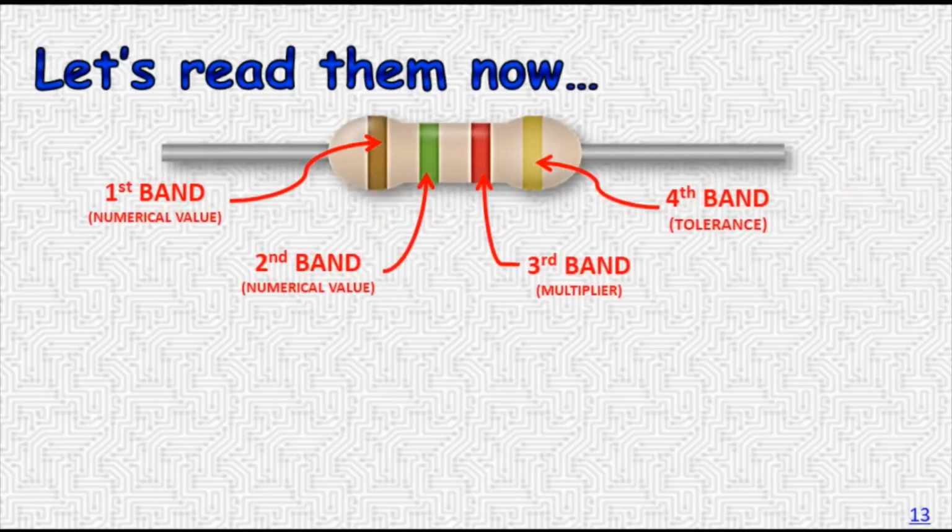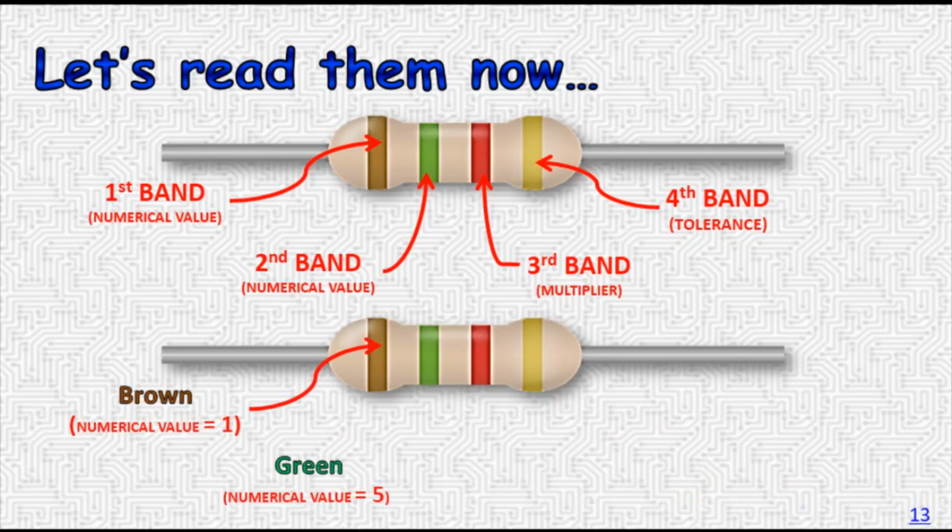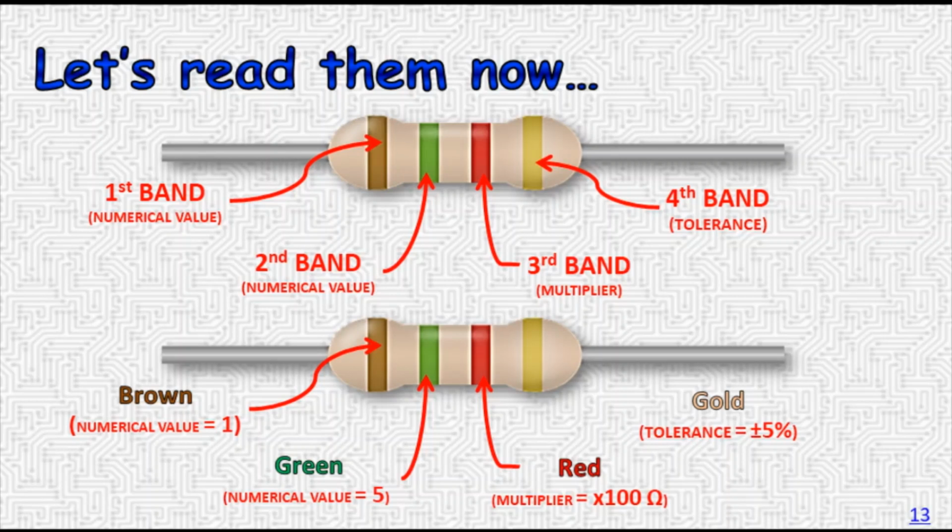Okay, let's read them now. Subukan natin basahin ito. First band, ito na yung kanina, di ba? Yung brown, green, red, and gold. Okay. Tama ba ang ating pagbasa? First band is brown, numerical value is 1. Okay. Second band is green, numerical value is 5. The third band is red, the numerical value is times 100 ohms. Tama nga. Okay. And the fourth one is gold, or the tolerance value of positive, negative 5%.